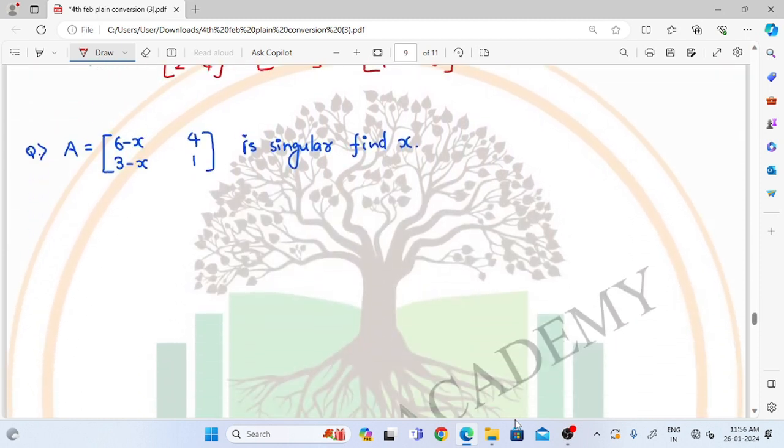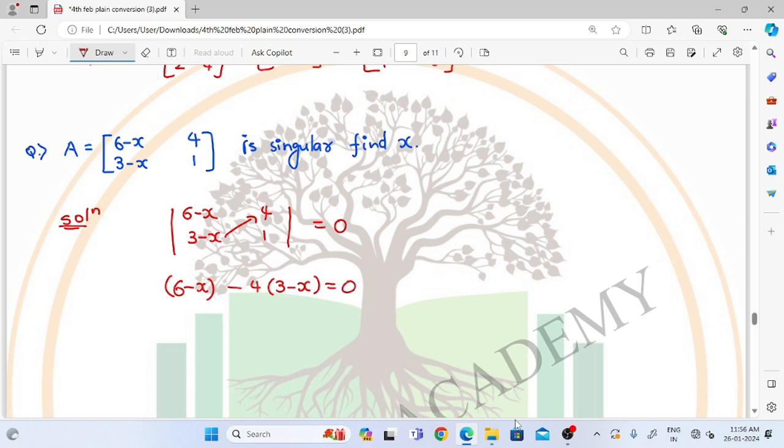Come to the next question. So the matrix is given to be singular, we have to find out x. We know that whenever a matrix is given to be singular, that means the determinant of that matrix is equal to 0. That means 6 minus x, 4, 3 minus x and 1. Determinant of that is equal to 0. So now just solve this determinant. So 6 minus x into 1, that is 6 minus x only, minus 4 into 3 minus x is equal to 0.